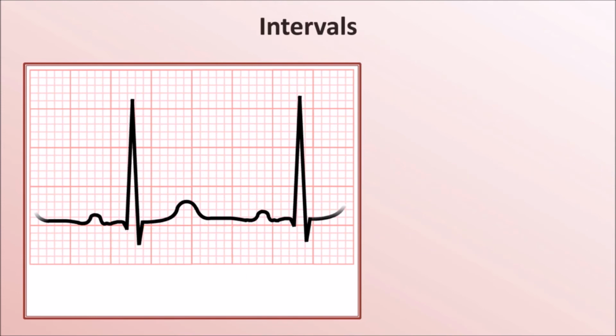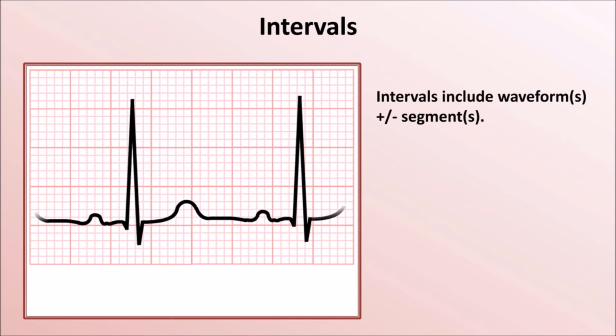Next, we have the intervals. Intervals are durations of time that include one or more waveforms, plus or minus one or more segments. For example, the PR interval is the sum of the durations of the P wave and the PR segment. The QRS interval is equal to the duration of the QRS complex alone.